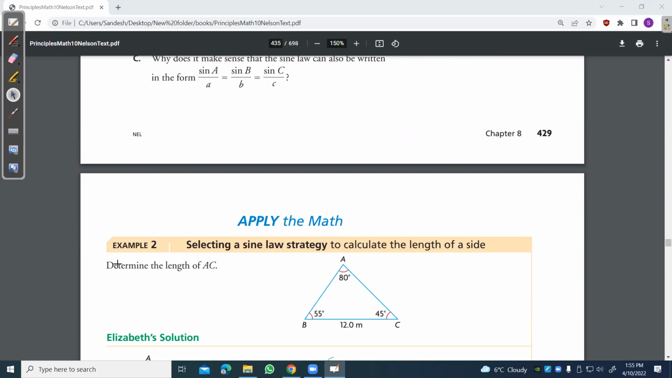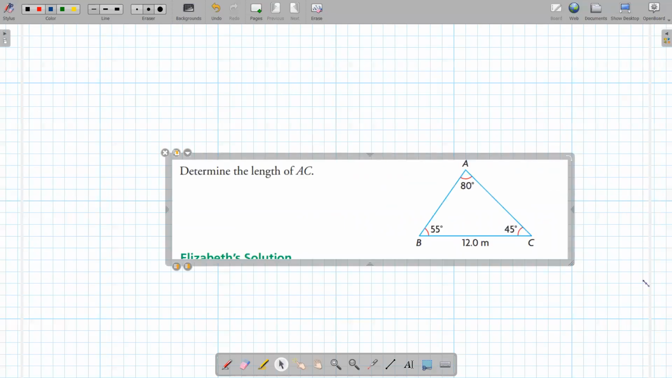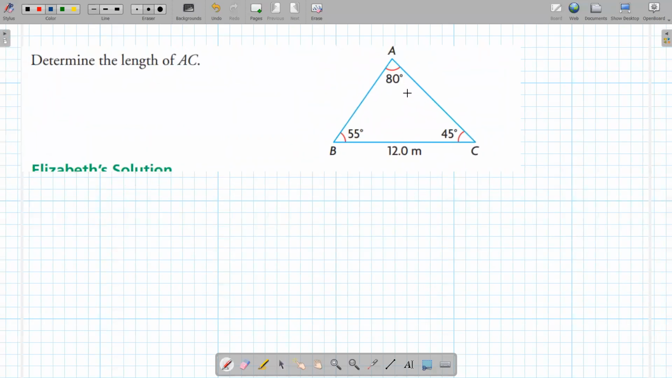Let's try this one. It says determine the length of AC. So AC is here, yeah? Now what we can do is we can put the labels in. This is A, that is small b, and that is small c. So we're looking for side length b there, yeah? The formula is this one, a over sine A equals b over sine B equals c over sine C.